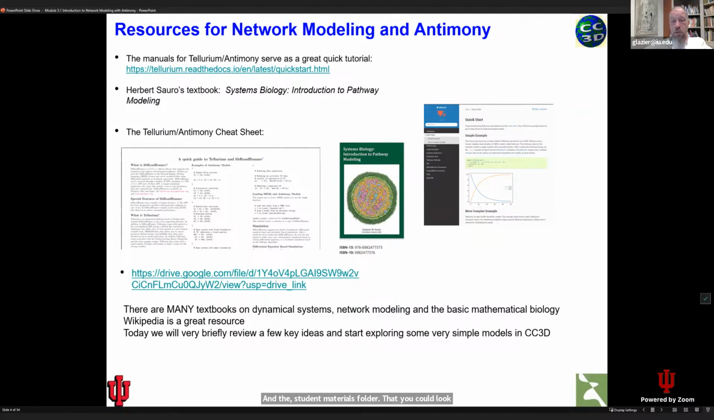This is software that was developed primarily by Herbert Sauro at University of Washington. He has a nice introductory textbook called Systems Biology: An Introduction to Pathway Modeling. There also are other textbooks of his that are very nice. And of course, there are dozens of textbooks these days on network modeling of various kinds.